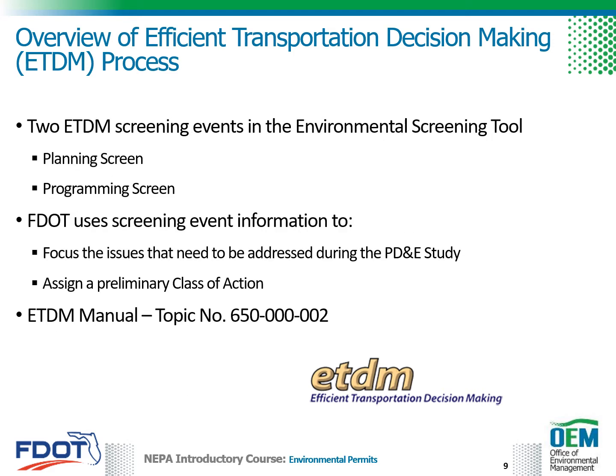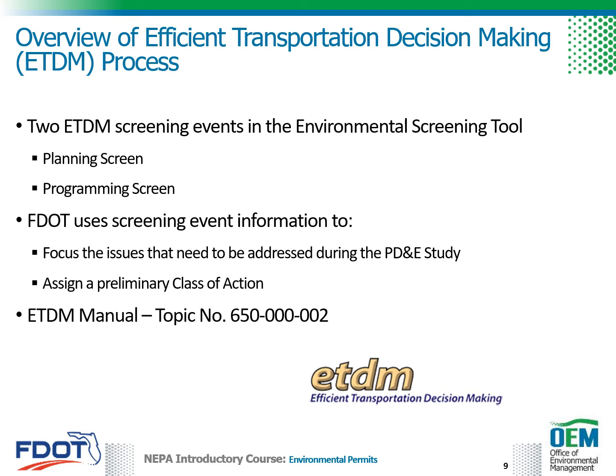There are two ETDM screening events in the EST, the planning screen and the programming screen. The ETDM planning screen is an early review that typically occurs prior to a project being selected to the 5-year work program. Often conducted by planning staff at metropolitan planning organizations, counties, and even district staff, the planning screen is a project sponsor's preliminary attempt to address consistency with local plans while considering the input of agencies and other stakeholders. Refinements to project scope and description may result.